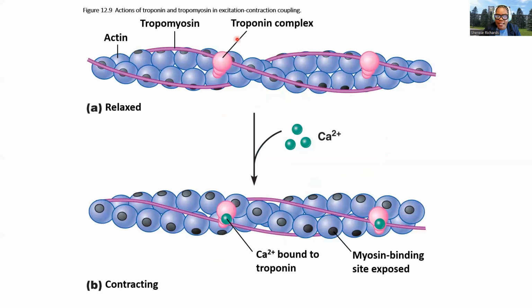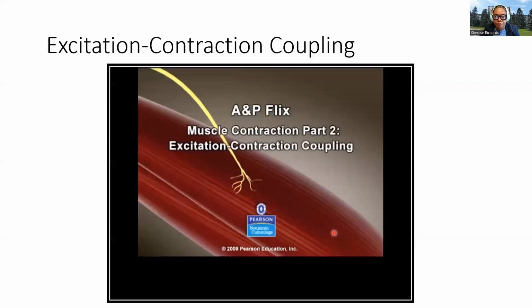So in the relaxed state, it's tropomyosin that is covering up the binding sites. And then in the contracted state with calcium present, calcium binds to its spot on troponin, which causes it to drag the tropomyosin fibers off of the binding sites. And now the binding sites are exposed so that myosin can engage. So that is how it becomes contracted when myosin can bind.